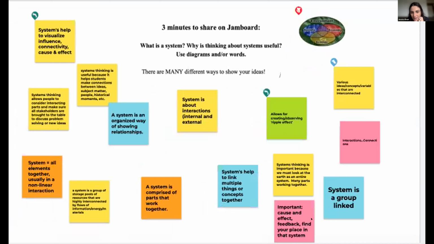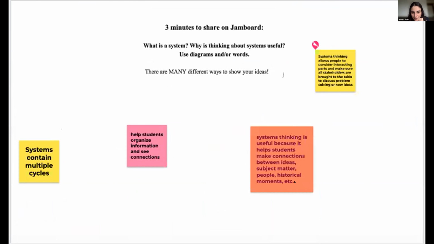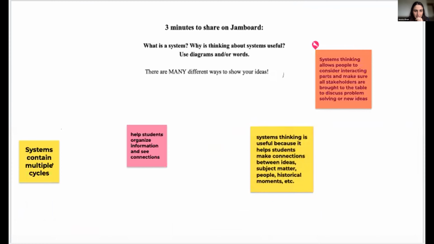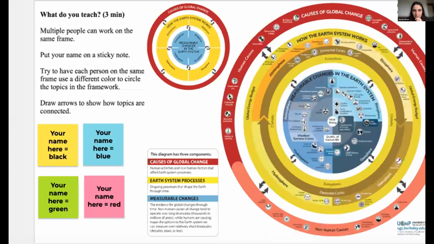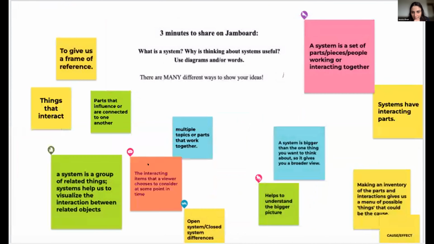Important cause and effect feedbacks, find your place in that system, see what some of the other Jamboards say. Help students organize information, see connections, so talking about how they're useful, consider interactions, make connections between ideas, subject matter, people, historical moments, etc. Multiple cycles, and let's look at the final one. So again, talking about interactions again, and parts, pieces, people working together, interacting.